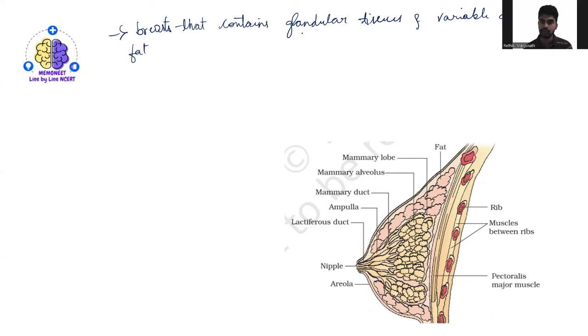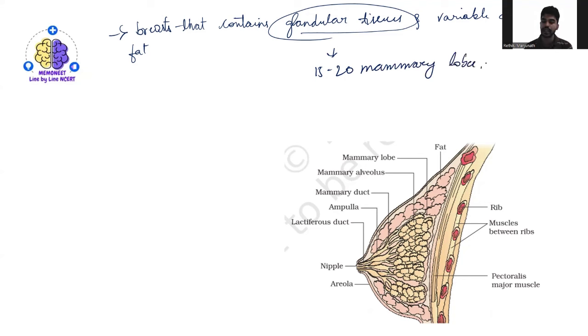And when I'm talking about the glandular tissues, it will be around 15 to 20. That means the breast glandular tissues have been divided into 15 to 20 mammary lobes. Okay, 15 to 20 mammary lobes, and they contain clusters of cells, and those cells are called alveoli.